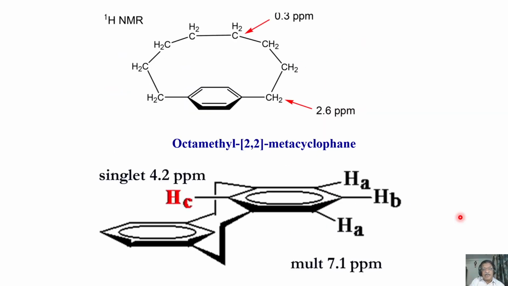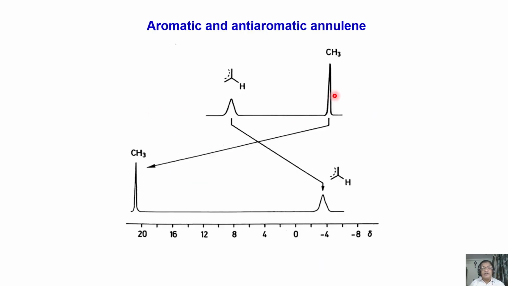Of course, similarly, in another example you can see what happened to the protons which are in the ring and above the ring. These two come above the ring and come at 0.3 ppm. These two protons, as far as this ring is concerned, are in the plane and come at 2.6 ppm.